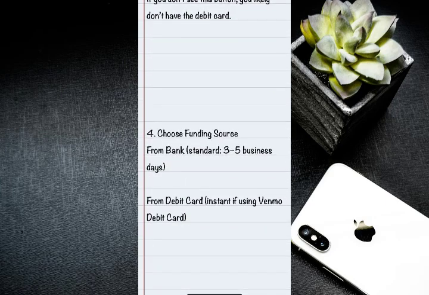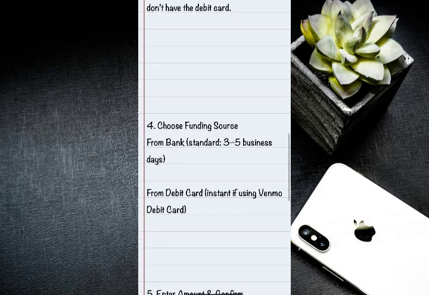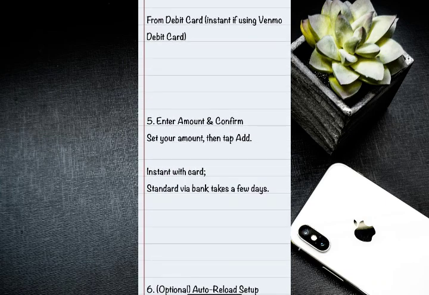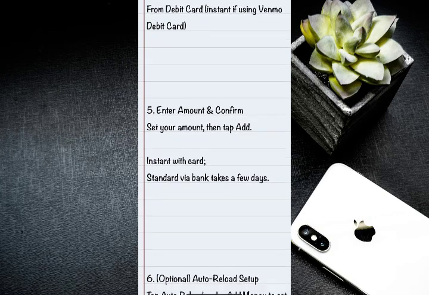So choose the funding source: from bank, which has a standard of 3 to 5 business days. From debit card, it is instant if using a Venmo debit card. Then after that, enter the amount and confirm. So set your amount, then tap add. If it is with a card, it is very instant. If it is a bank transfer, it takes a few days.